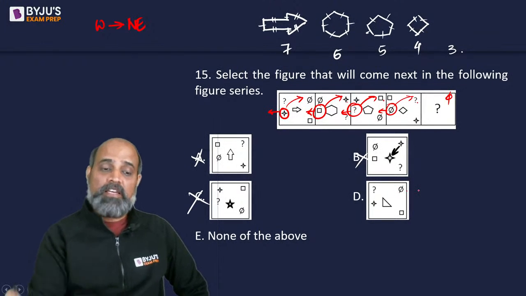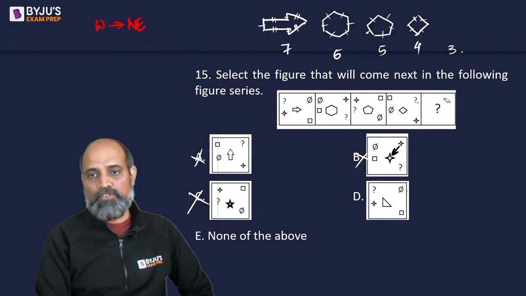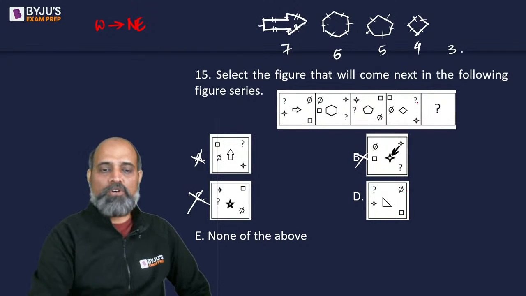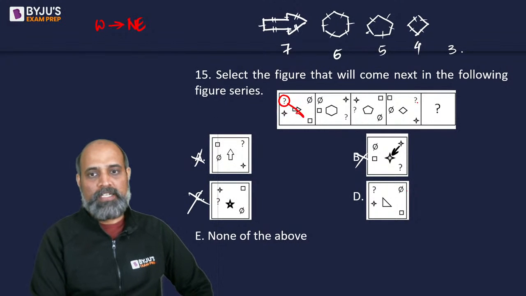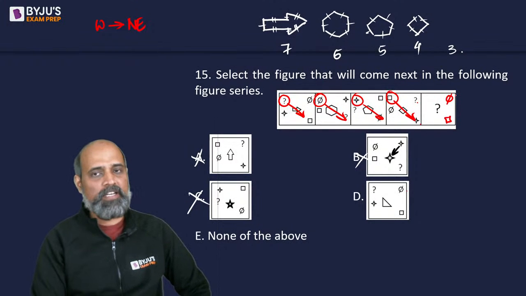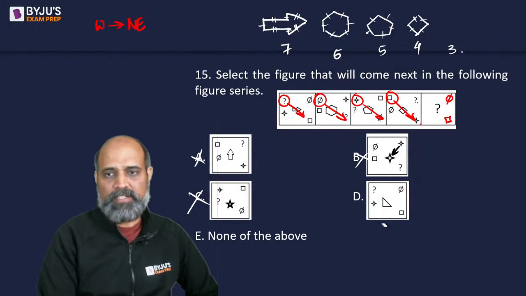Now, what about the other symbols? How do they move? Not symbols, but the positions. Whatever is here moves diagonally. Whatever is here moves diagonally. Whatever is here moves diagonally in the next figure. So if we have a square here, it moves diagonally. So we are supposed to have a square here, and we already saw phi will come here. So that is true for option D, right?